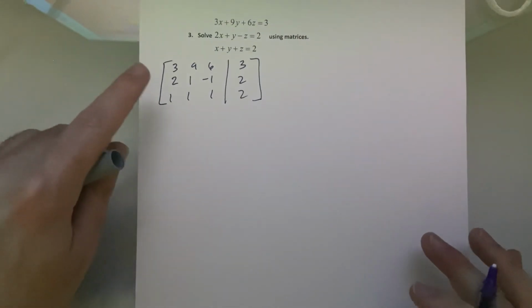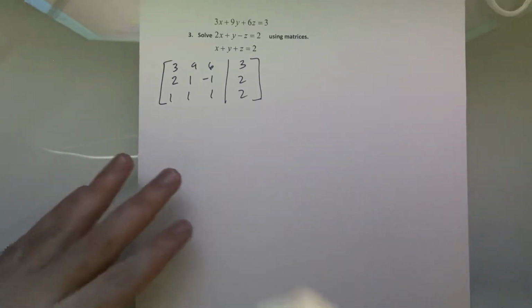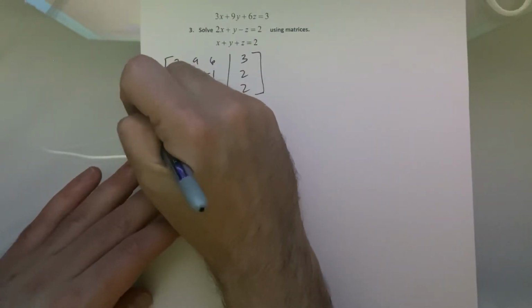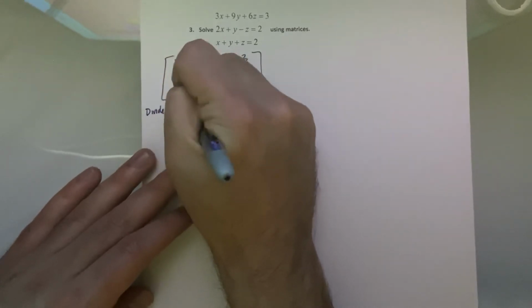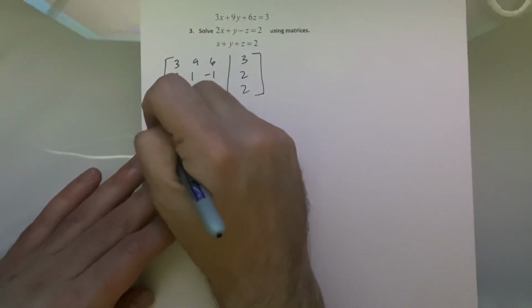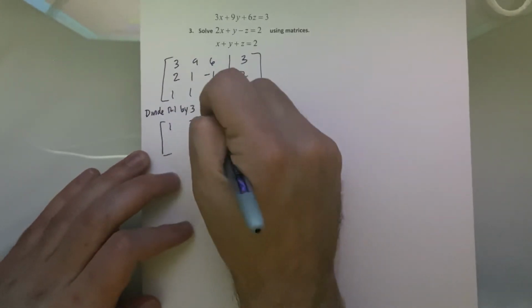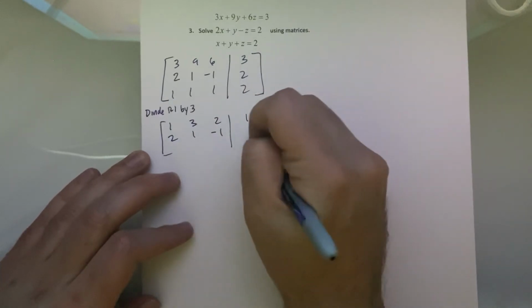Okay, so the first goal is to get the top left number to 1. To do that, I'm going to divide row 1 by 3. It's an equation. I can divide everything by 3. You'll see 1, 3, 2, and 1. Nothing else changes.